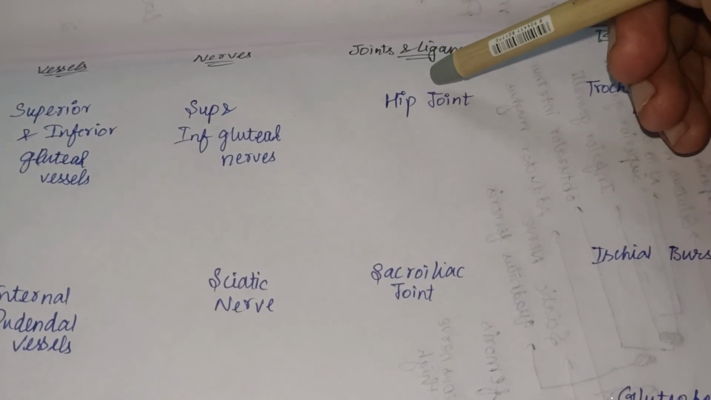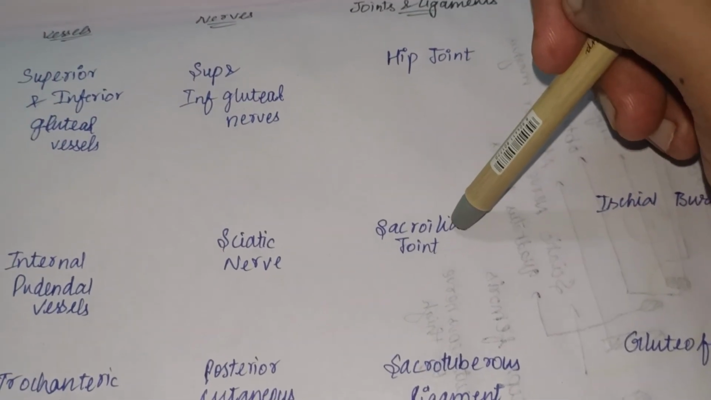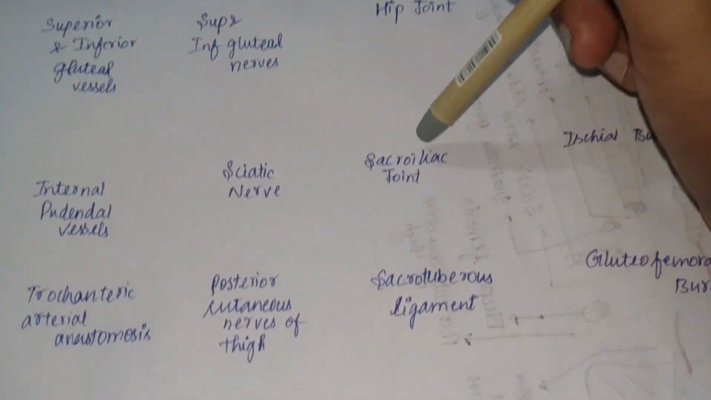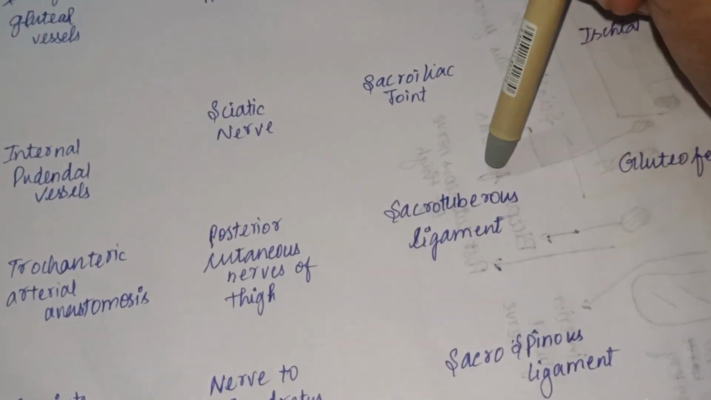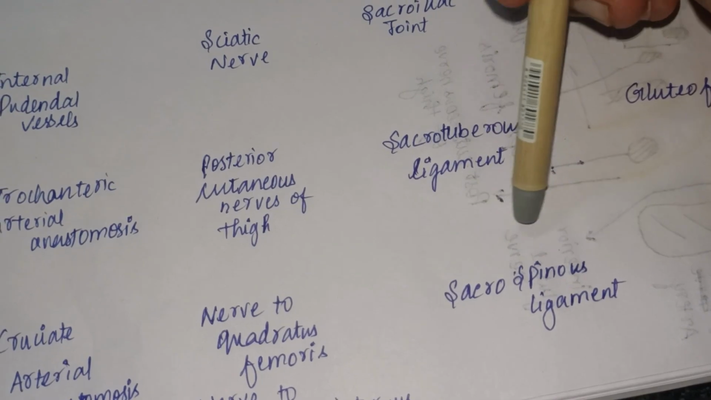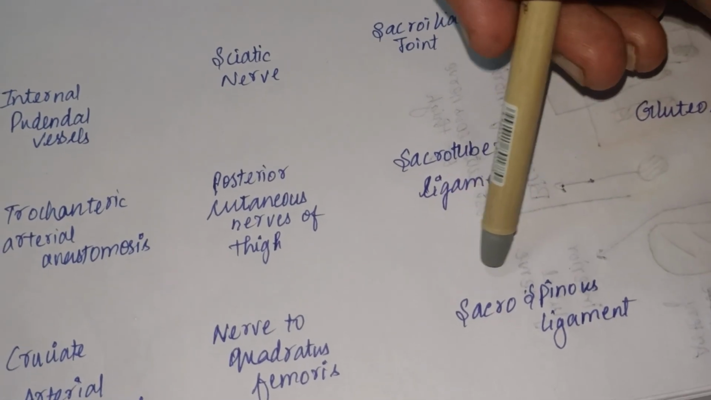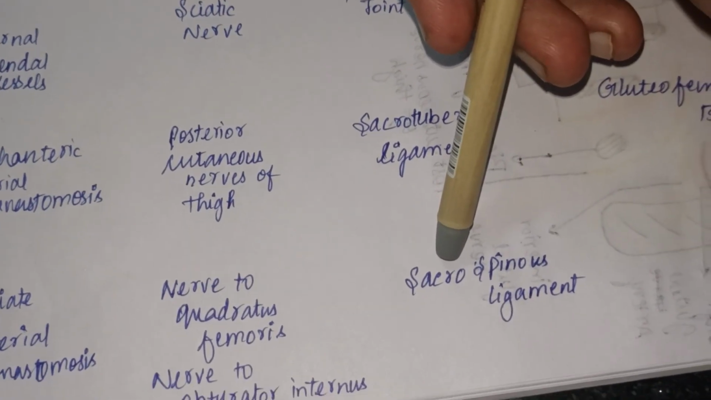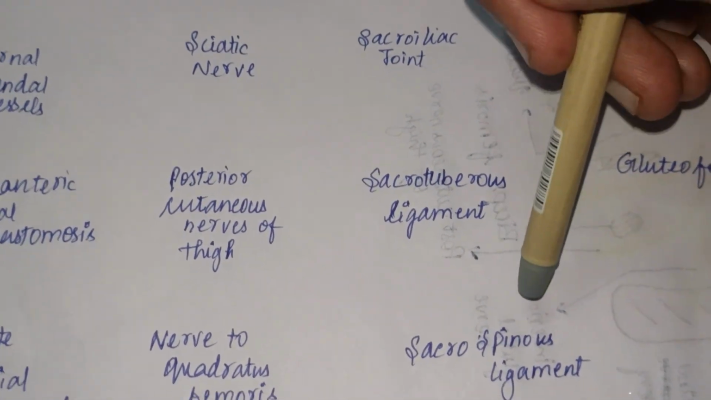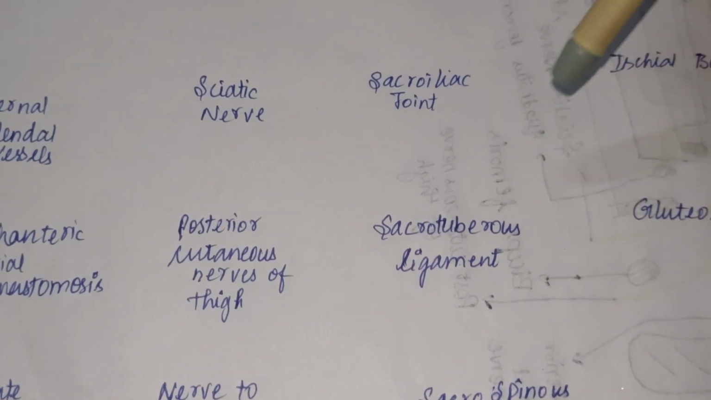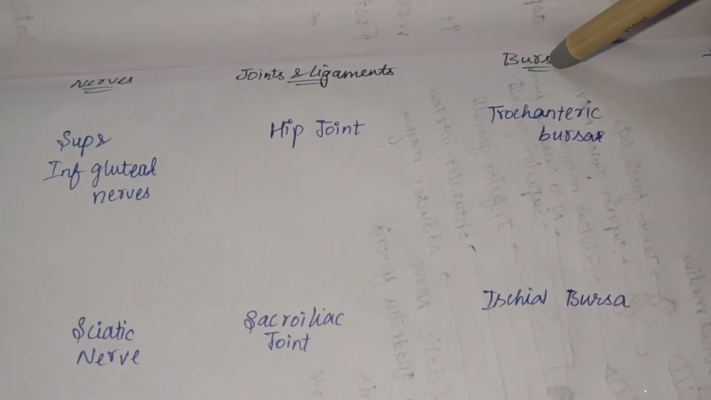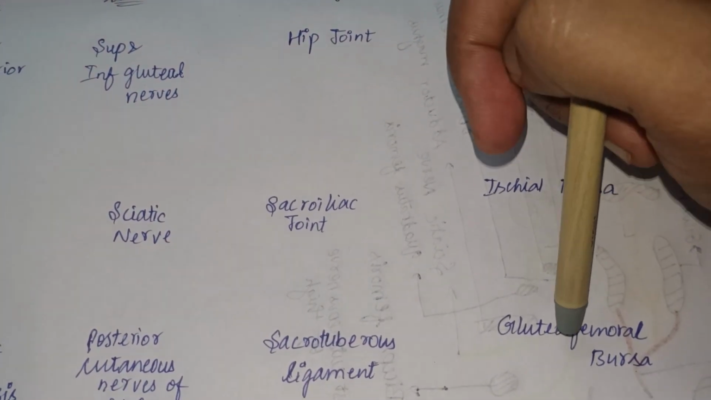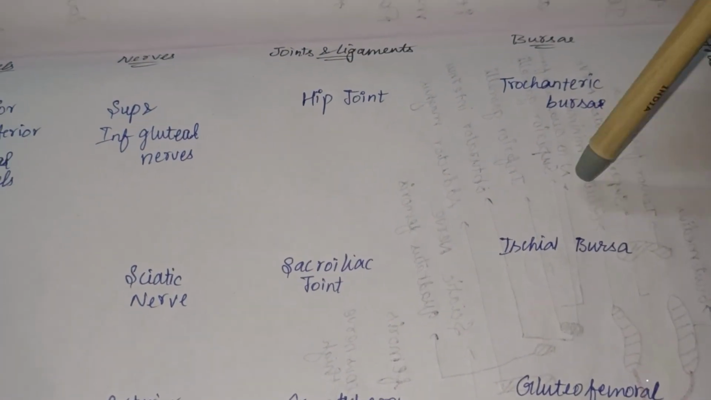The 2 joints are hip joint and sacroiliac joint, the joint which is between the sacrum and the ilium bone. Okay, then sacrotuberous ligament, then sacrospinous ligament between the sacrum and the spinous process. The ligament which is present between the sacrum and the spinous process is nothing but sacrospinous ligament. Okay, next, bursae like trochanteric bursae, ischial bursae and gluteofemoral bursae. So there are 3 bursae.